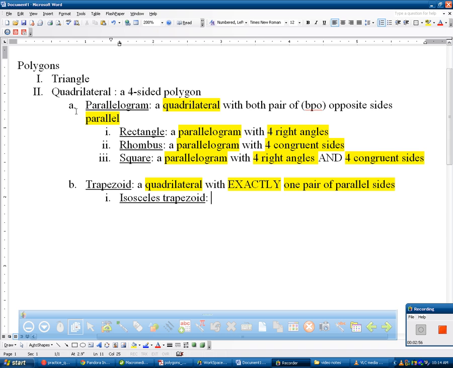An isosceles trapezoid, could it be a parallelogram? No, it can't be, because it's in a different bracket. Here's A, here's all the parallelograms, and then B, here's all the trapezoids. It can't be a parallelogram. So an isosceles trapezoid is a trapezoid with, how about we say this, with congruent non-parallel sides. What in the world does that mean?